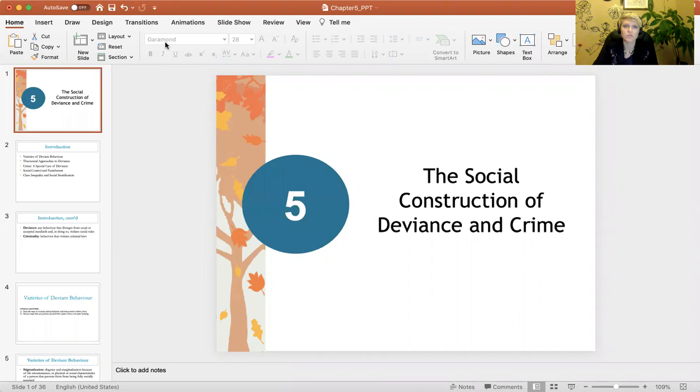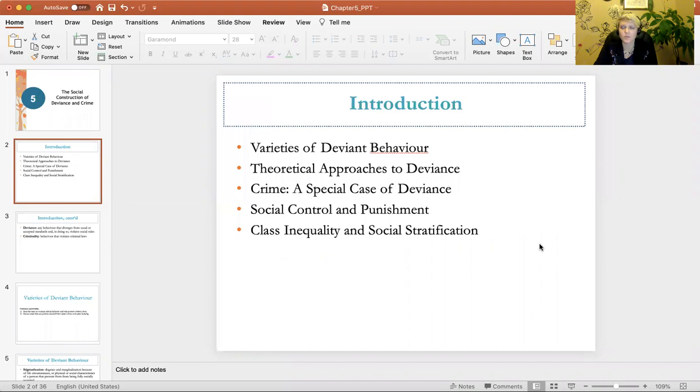So this week we're looking at chapter 5, the last chapter that will have an assignment attached to it. Next week we will look at mass media and recap and discuss the format of the final exam. So let's begin with chapter 5, Introduction to Social Construction of Deviance and Crime. This chapter looks, as I hope you know, having read the chapter, at the varieties of deviant behavior and the different theoretical approaches in sociology to deviance and crime.